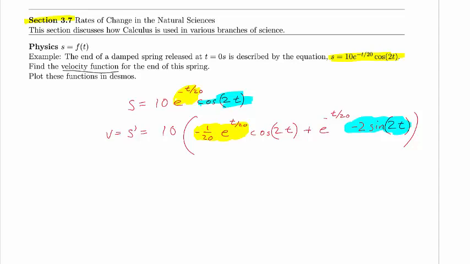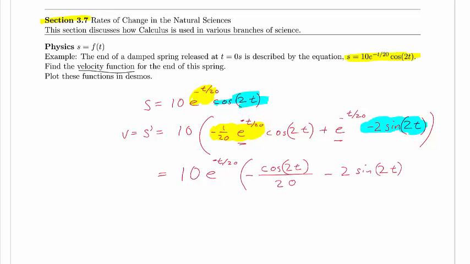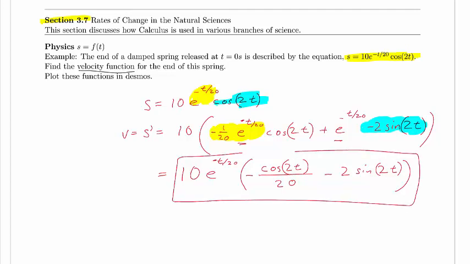Okay, so we can clean this up. We can factor out our e in both sides here. When we do that, we get a much simpler expression. We've got the negative sign right there. Make sure you include that to get this expression here nice and clean. So that is our velocity equation right there.